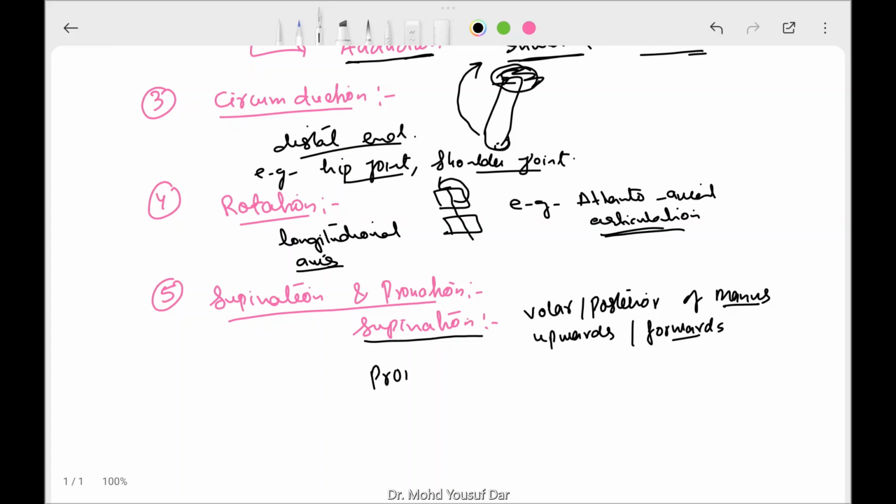And in case of pronation, it is opposite. So here the volar surface or the posterior surface of the manus is turned downwards or backwards. So this was all about supination and pronation. So this whole lecture was about the movements of the diarthrodial joint. Thank you.